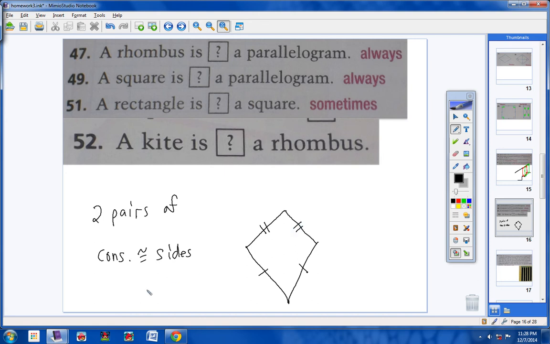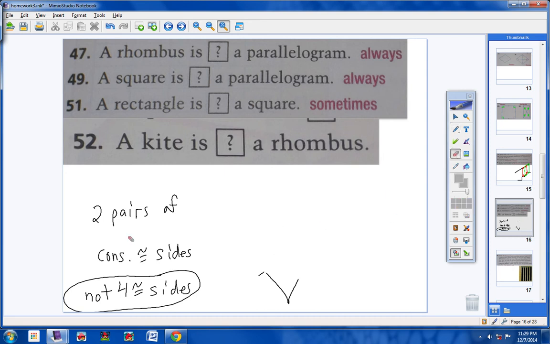And by the way, you cannot have 4 congruent sides in a kite. You cannot do that, okay? You cannot have 4 congruent sides. It has to look like this, okay? So is a kite ever a rhombus? No, never. A kite is never a rhombus, because a rhombus needs what? 4 congruent sides. So a kite is never a rhombus. Never. Okay? Alright. Moving on.